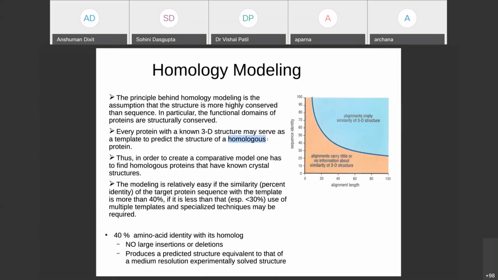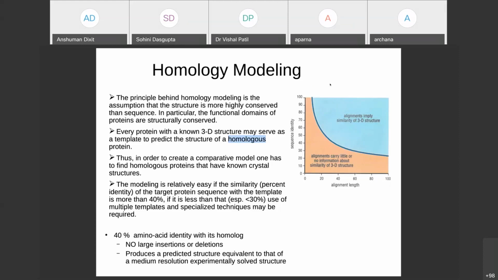Now, as I said earlier, if you get a sequence identity over 40%, which is called the high sequence identity, then the alignment and the modeling is very easy. If it goes below 30%, then use of multiple templates and specialized techniques may be required, because you go on to the low similarity zone.